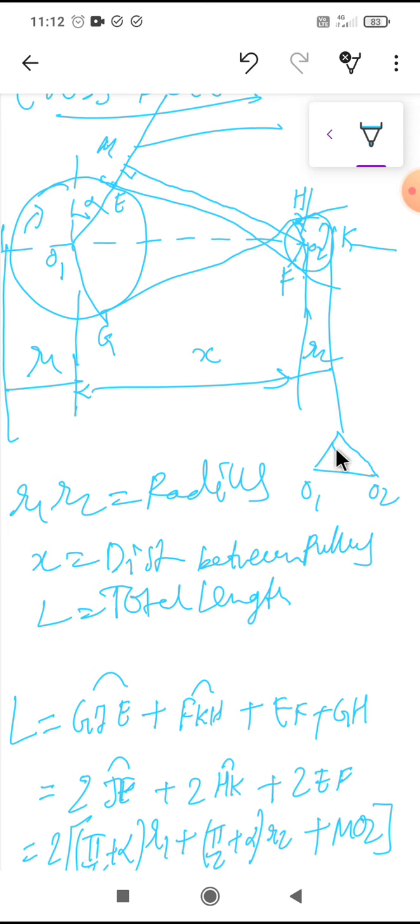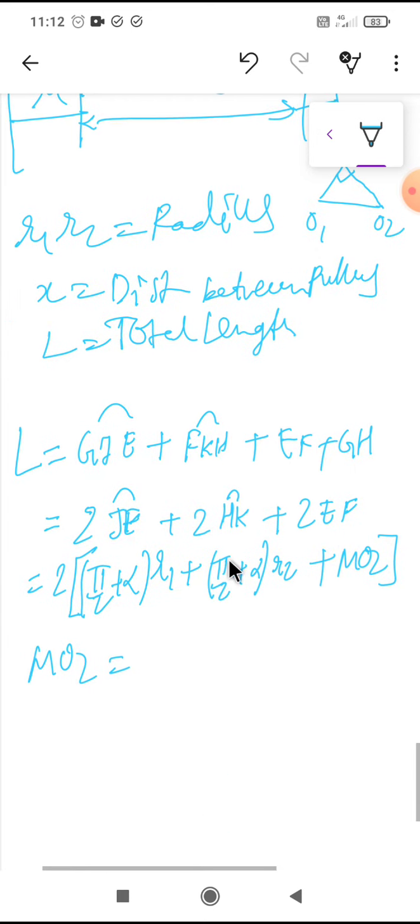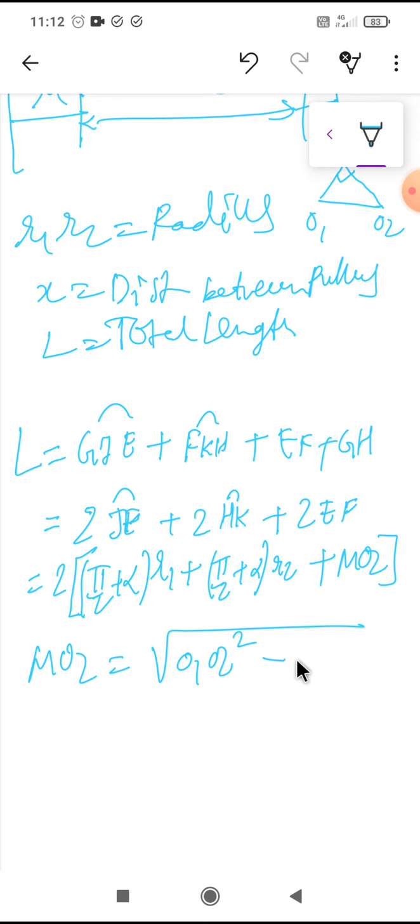So this is 90 degree and this is M. So MO2 we have to find. So we can use Pythagoras theorem. This is hypotenuse. So it will be equal to under root O1O2 square minus MO1 square. So it will be under root O1O2 square, that is hypotenuse, minus MO1 square.